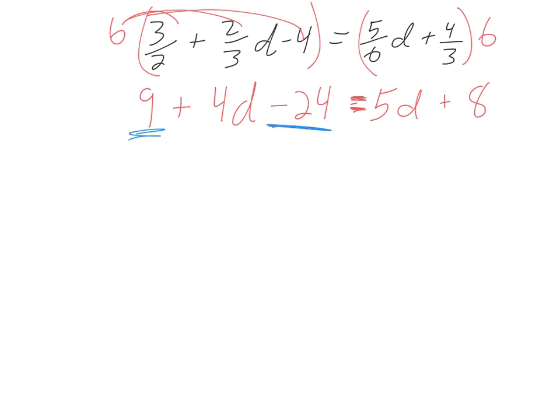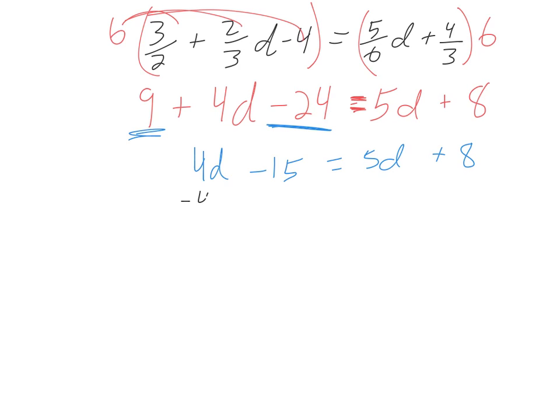9 and negative 24 can combine to be negative 15. That's 9 and 24, it's not negative 24. 9 minus 24 is negative 15. They're on the same side of the equal sign, so you just collect or combine them. Everything else falls in line.